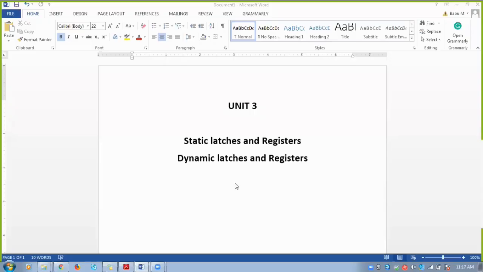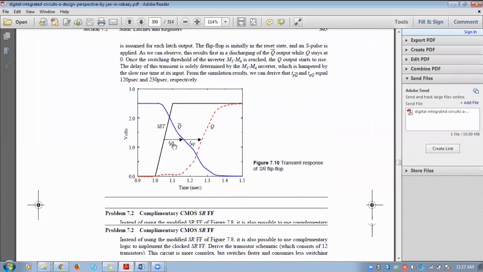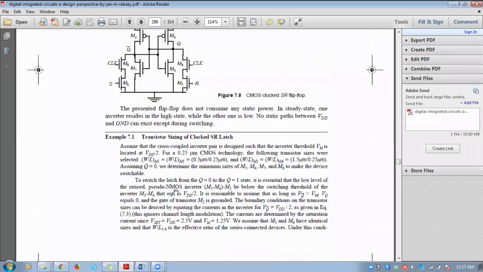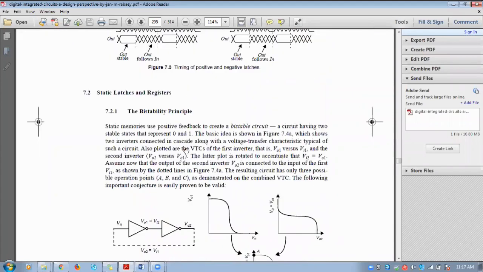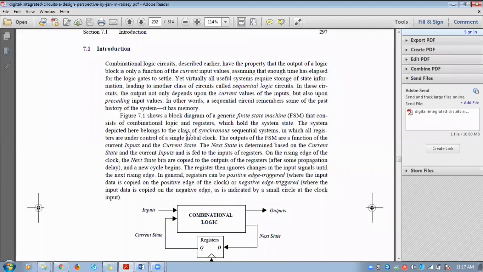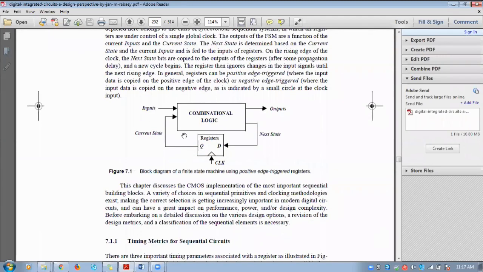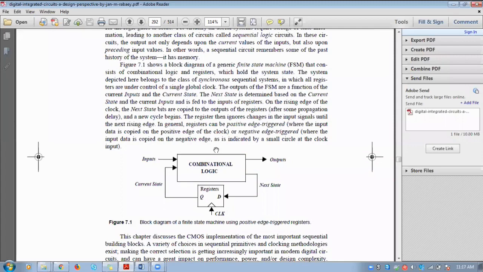Third unit, static latches and registers and dynamic latches and registers. Before getting into the detailed theory, we will be seeing some basics related to memories. The title of this unit itself is sequential circuit design. In the second unit, we discussed only combinational circuits.